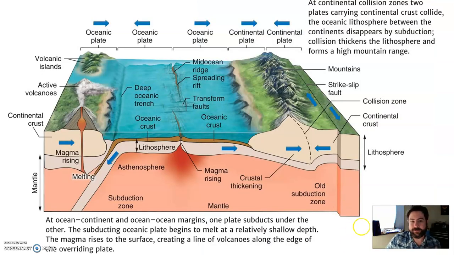Here's a nice little graphic that kind of goes over everything. Continent to continent convergence, oceanic to continent convergence, oceanic to oceanic convergence, divergence, transform boundaries, everything that goes on here. So this is a good summation of all of that.